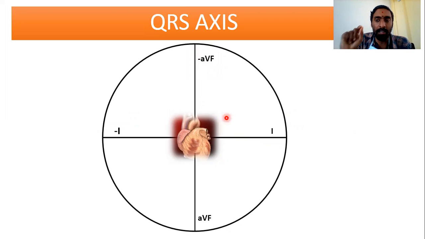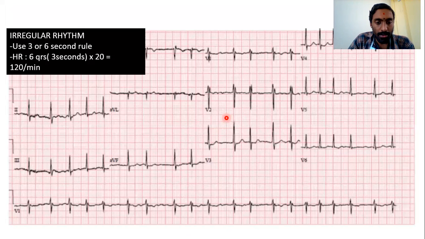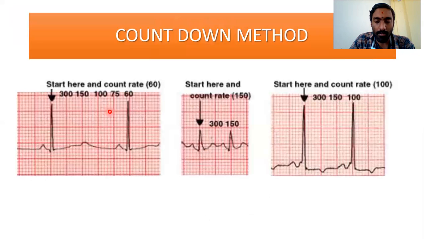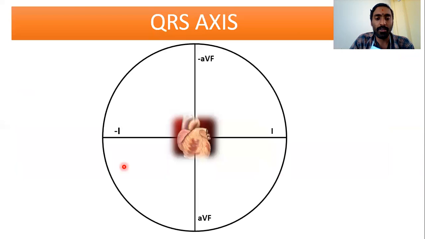So let's take the net QRS in lead 1. Let's use this with an example now. Net QRS in lead 1, let's assume this is lead 1. This is a QRS which is predominantly positive. So it is going to be positive, which means it is going to be either in this quadrant or in this quadrant.